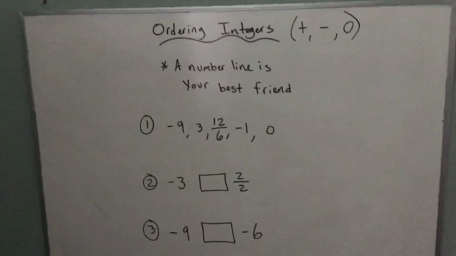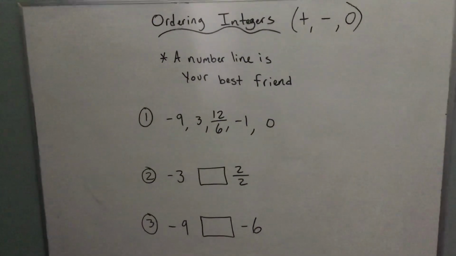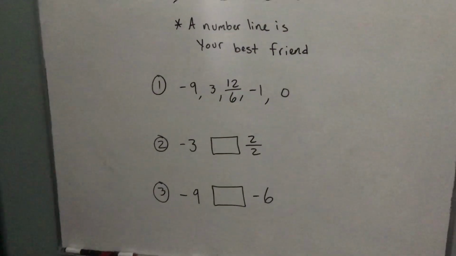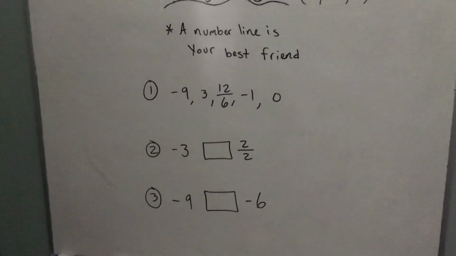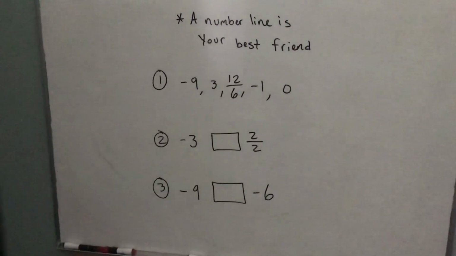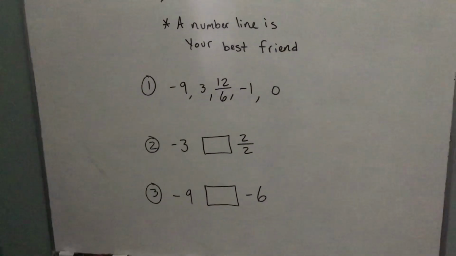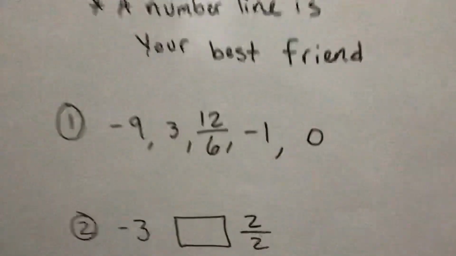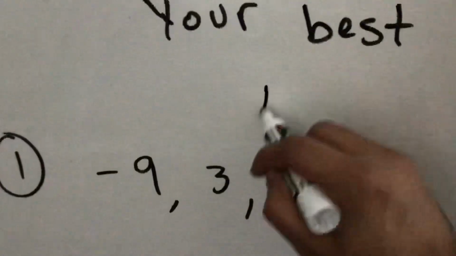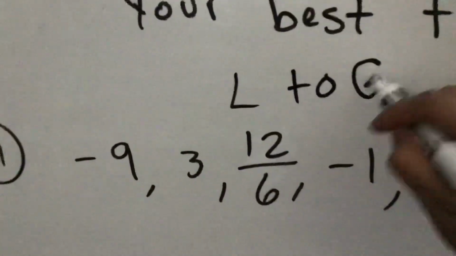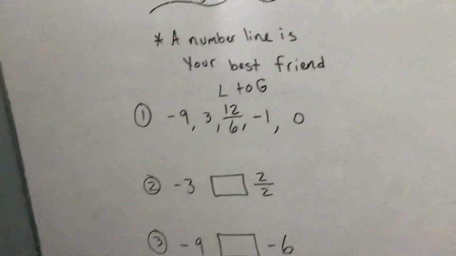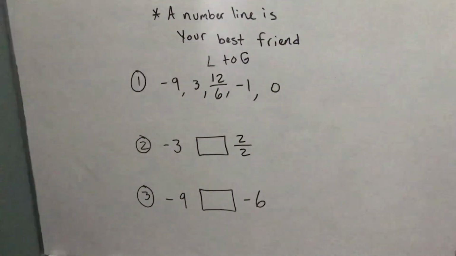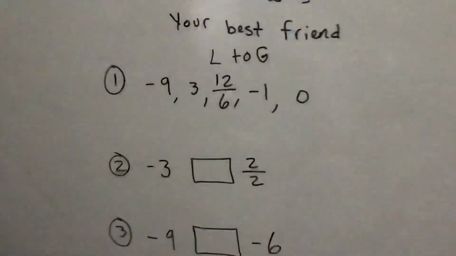Another thing is, anytime you're ordering integers, a number line is going to be your best friend. Look at the three examples I have written down. It doesn't matter if you're trying to compare two numbers, draw a number line and everything's going to be much easier. If they give you a list of numbers, and I forgot to label right here, we're just going to say least to greatest. Regardless of whether you're going least to greatest or greatest to least, a number line is always the best way to go. So we're going to get started with number 1.